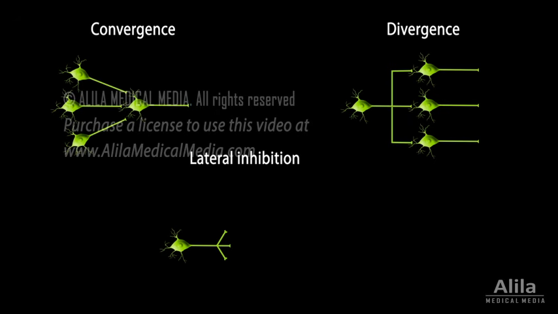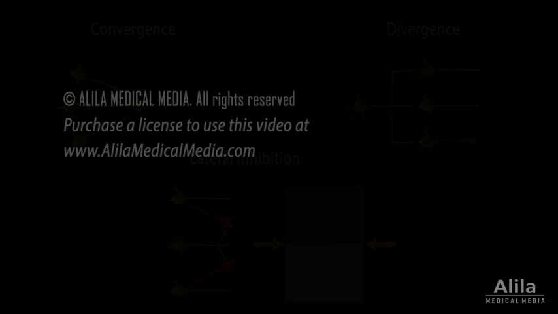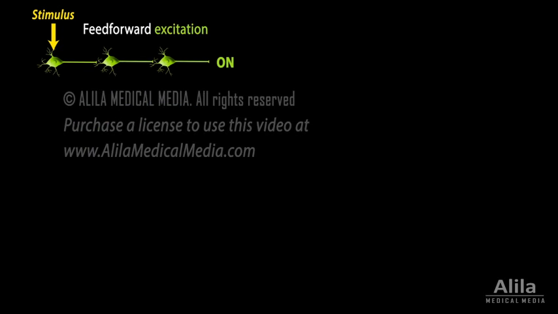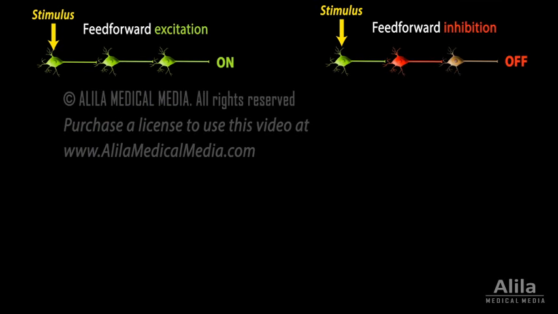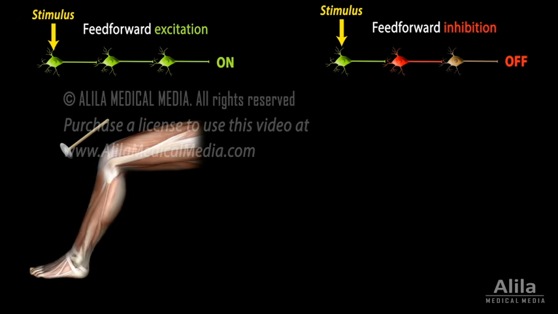Lateral inhibition is when a neuron excites inhibitory neurons, which then inhibit the neighboring neurons in the network. This circuit is used, for example, in the retina to provide edge enhancement. It is also responsible for some visual illusions. Feedforward excitation and inhibition circuits often work together to control opposing muscle groups to produce movements. An example is the knee jerk reflex.